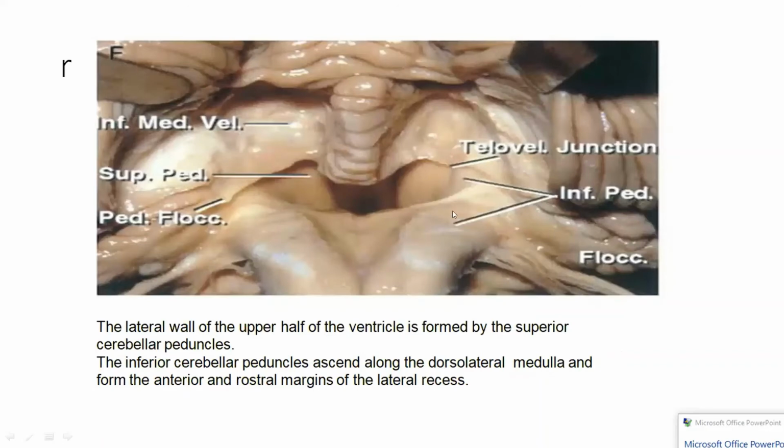Again, this is a further deeper dissection, or a different view of this diagram. In the lateral view, the upper half of the ventricle is formed by the superior cerebellar peduncles. Here you would have the superior cerebellar peduncles, the two. The inferior cerebellar peduncles ascend along the dorsolateral medulla and form the anterior and rostral margins of the lateral recesses.